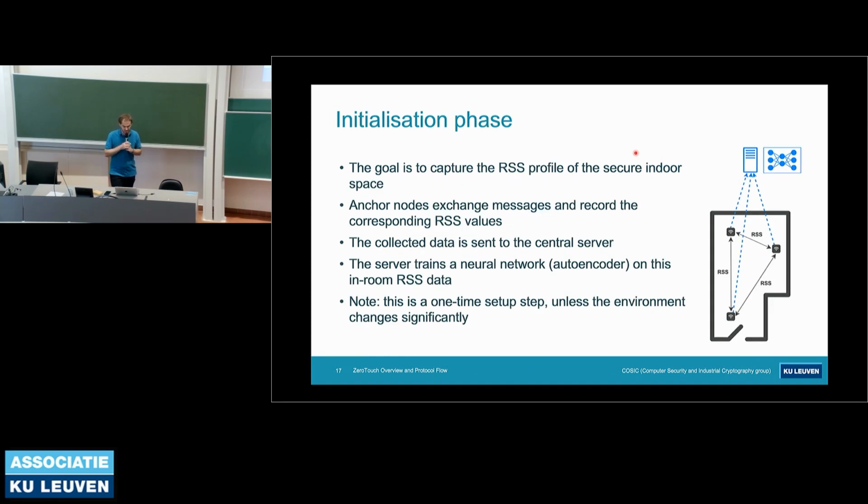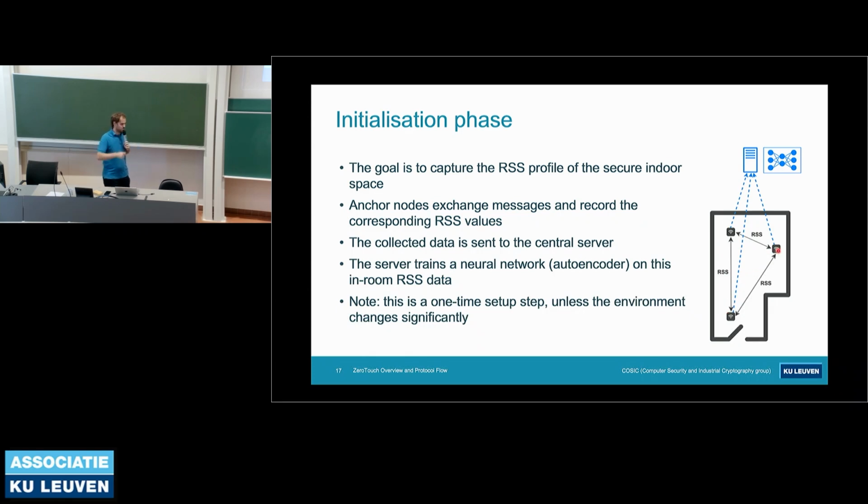The idea is that the anchor nodes already present inside the room need to capture the RSS profile of the room, meaning that they will exchange some messages, and by exchanging the messages, they will record the corresponding received signal strength, and by that capture the profile of the room. For example, this guy here will start talking to this guy and record the corresponding RSS. Same for this guy, same for that guy.